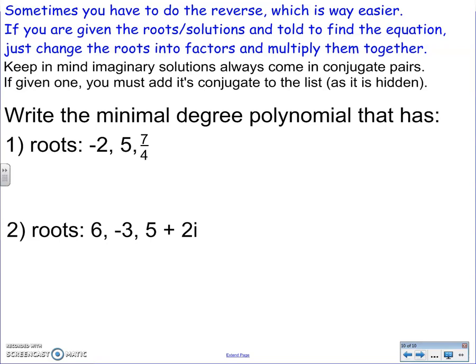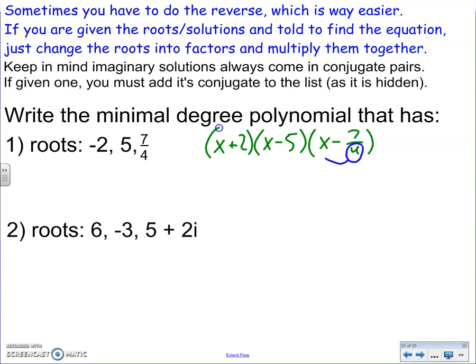It says write the minimum degree polynomial that has those roots. First one has the roots of -2, positive 5, and 7 over 4. Remember, to change the root to a factor, just change the sign and put next to x. So -2 turns to a positive 2 next to x. That positive 5 turns to a -5 next to x, and that positive fraction turns to a negative fraction next to x. Remember, you also have to fix the fractions.